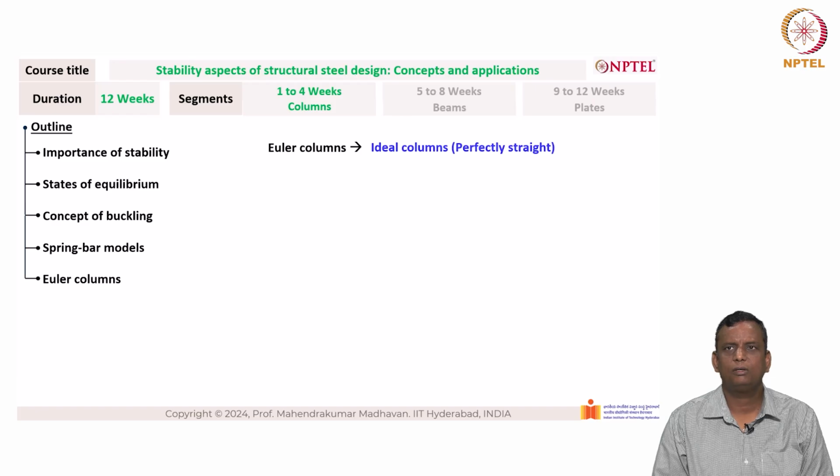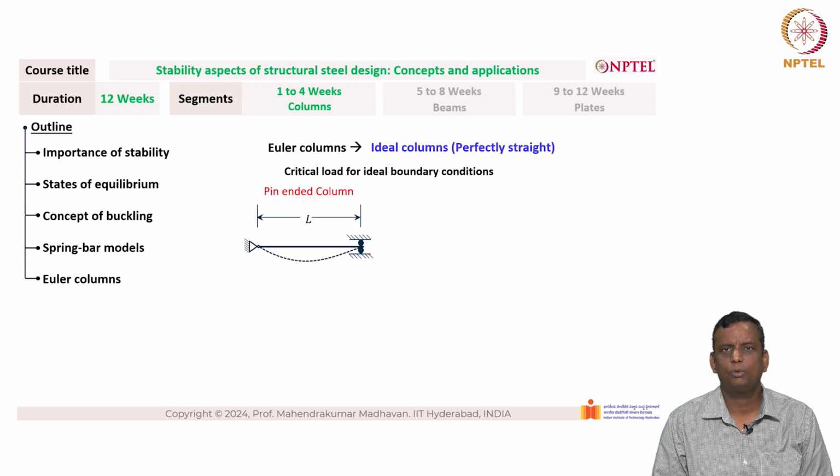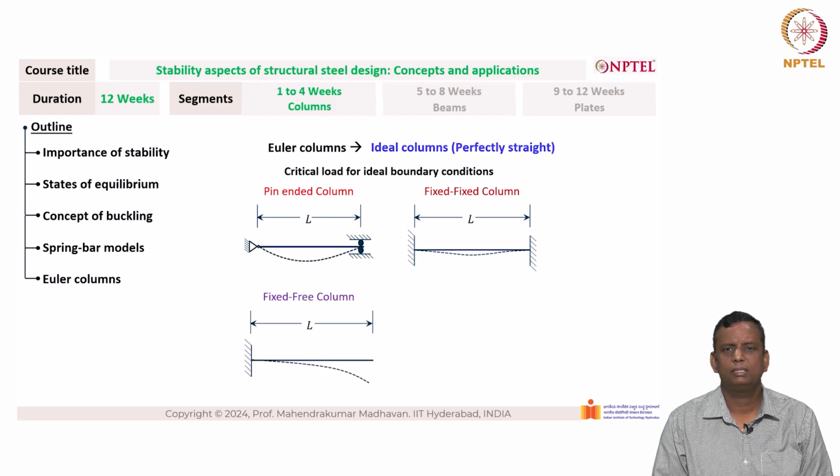Euler columns are ideal columns, which means that they are geometrically perfectly straight, and we'll also talk about the critical load for ideal boundary conditions. The one you see is the pin-ended column, and the next one is a fixed-ended column. The third one is a fixed-free column, and then the fourth one is the fixed and pinned column.